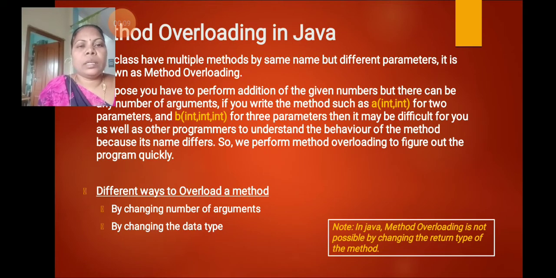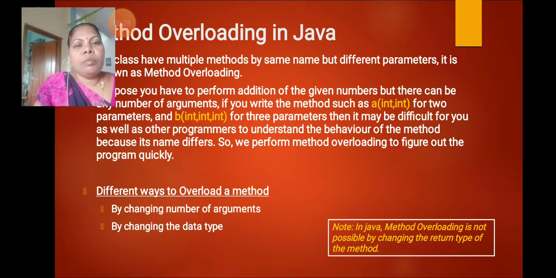If a class has multiple methods with the same name but different parameters, it is called method overloading. A class can have multiple methods already, as I told you in the previous class. Here we are using the same method name multiple times, but with different parameters. It is known as method overloading.